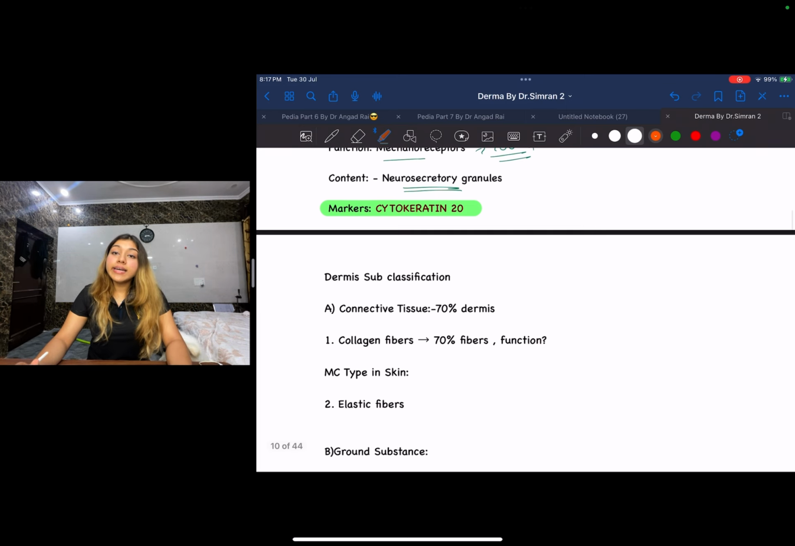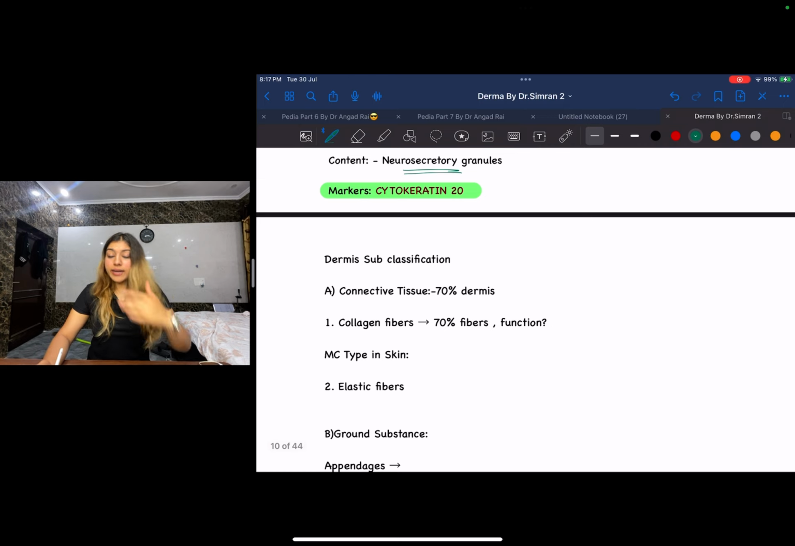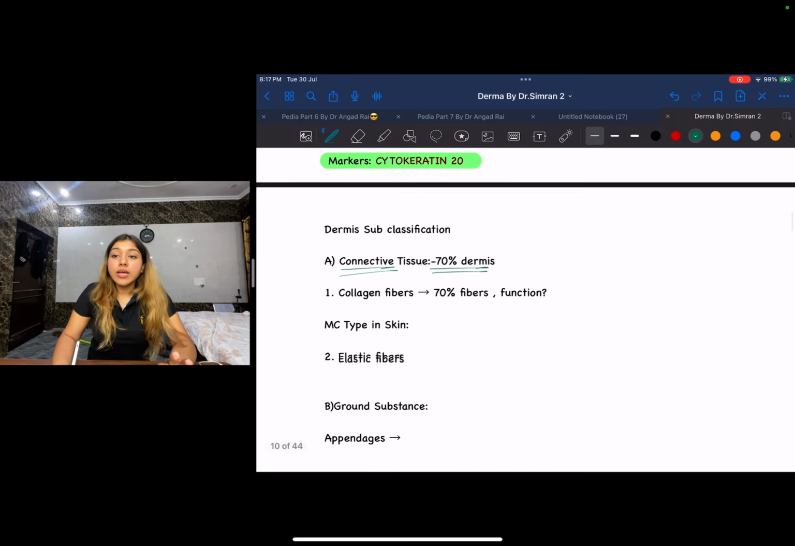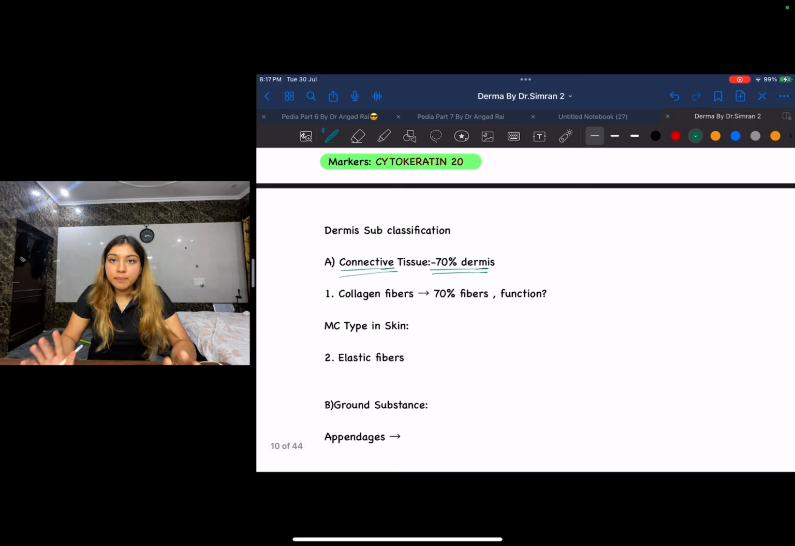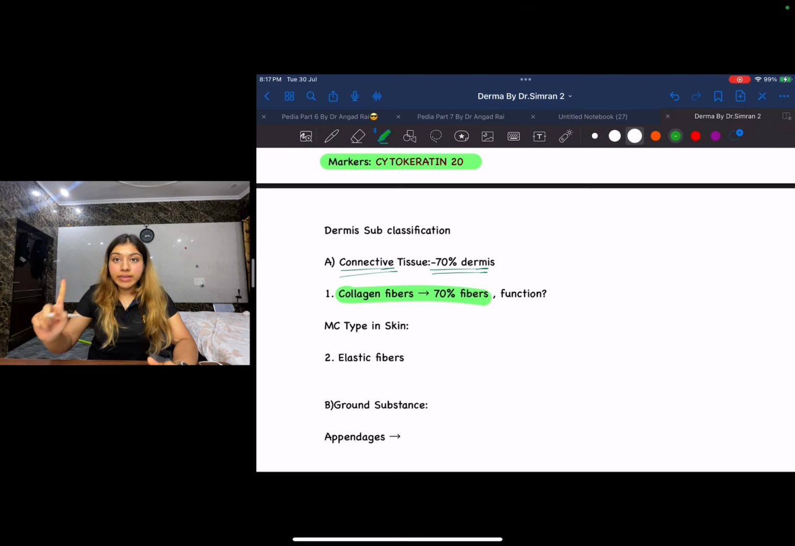Now guys, let us move on to your dermis. In your dermis, first we'll move on to your connective tissue. 70% of your dermis has connective tissue. Let us move on to the two fibers that are present there. First is your collagen, second is your elastic fibers. Collagen fibers are about 70% of the fibers present in your dermis.